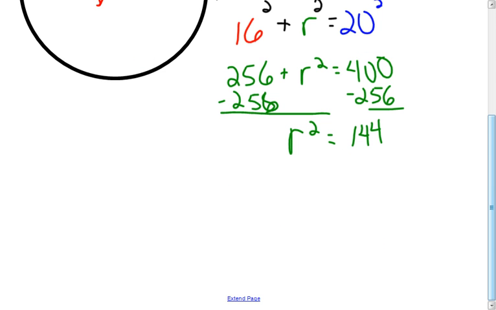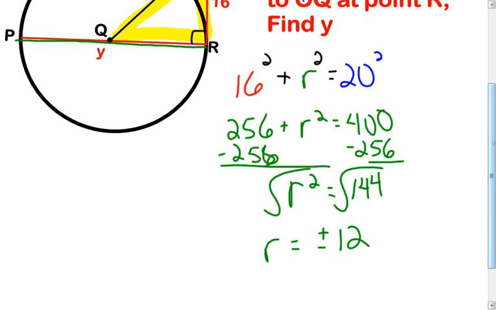Next thing I need to do is take the square root of both sides of my equation, find out that r equals, remember, when you take the square root of an equation you've got to take the plus or minus, so we're going to get plus or minus 12. Now looking for a length of a side of a triangle, the negative 12 doesn't make sense, therefore this piece right here is going to be 12, which means this one's 12. Add those together, we're going to find out that y is 24. And we have solved our first problem.